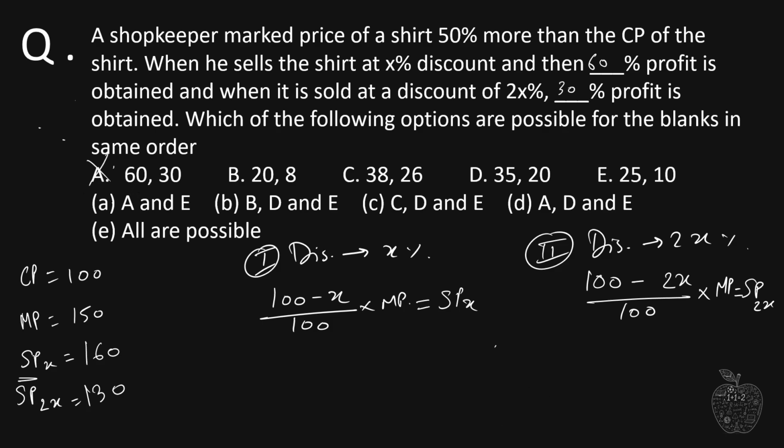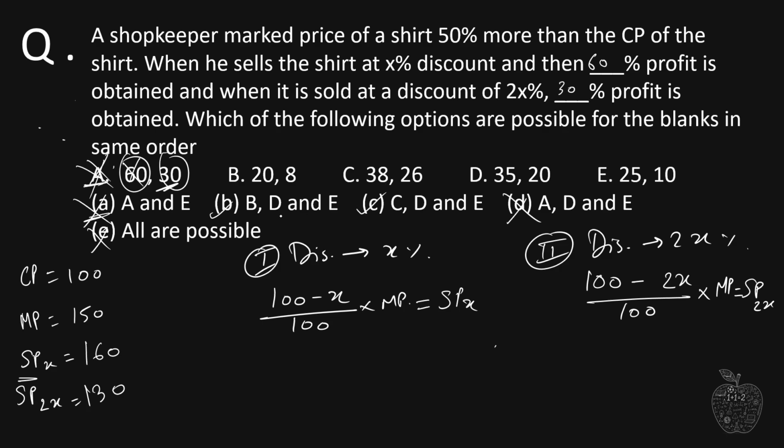Okay, I'll tell you a smart way to solve this question. We already know that option A is not possible because 60 is not possible. We are not checking it for 30 because anyway, even if this is right, this is wrong. So option A is not possible, and A is in this option too, that means this is also not possible, this is also wrong. Option E is all are possible, and it is also wrong because A is not possible. We are left with option B and option C.